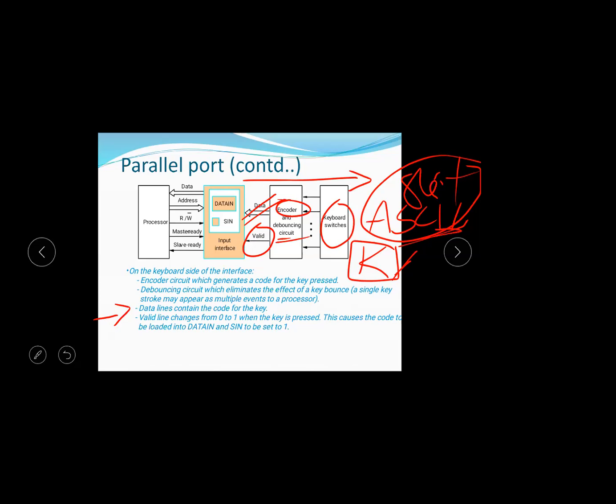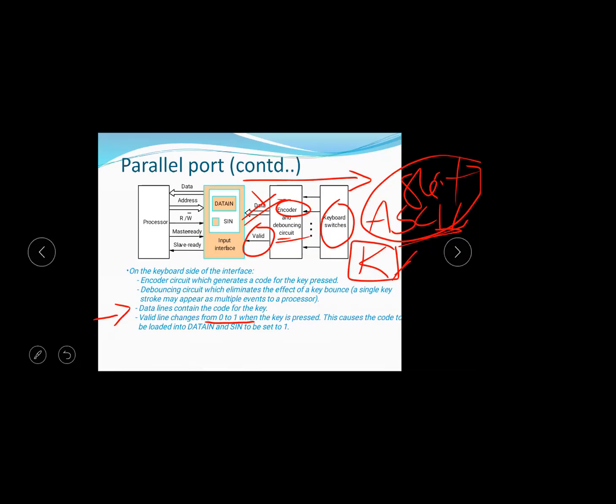The valid signal goes from 0 to 1 when a new character is transmitted. Only when the valid signal is in the high state is the data valid, otherwise the data is invalid. Okay, if the valid signal is 1, only then is the data on the data lines valid.